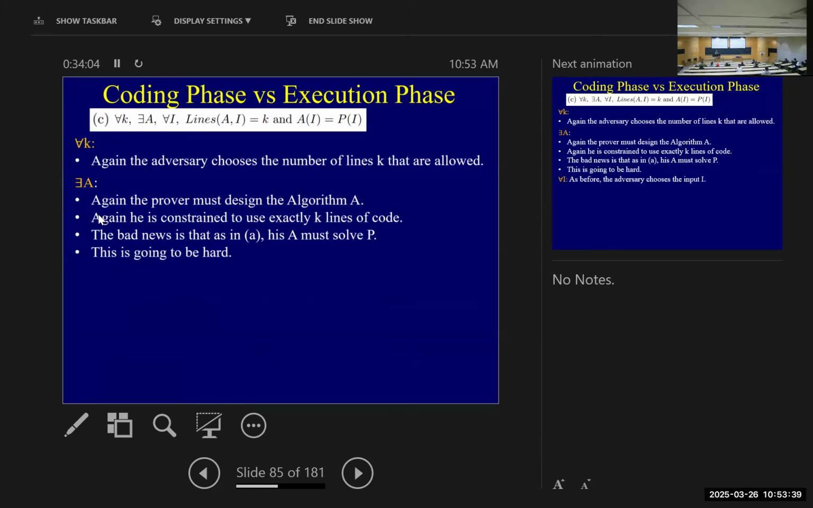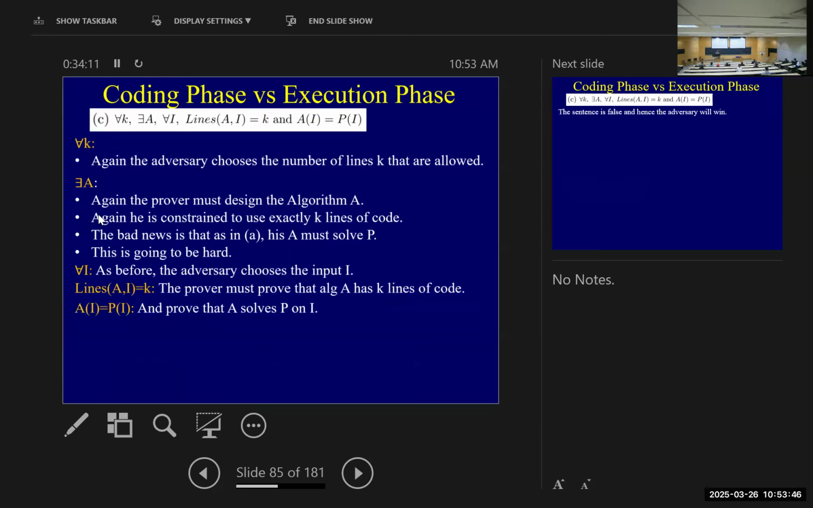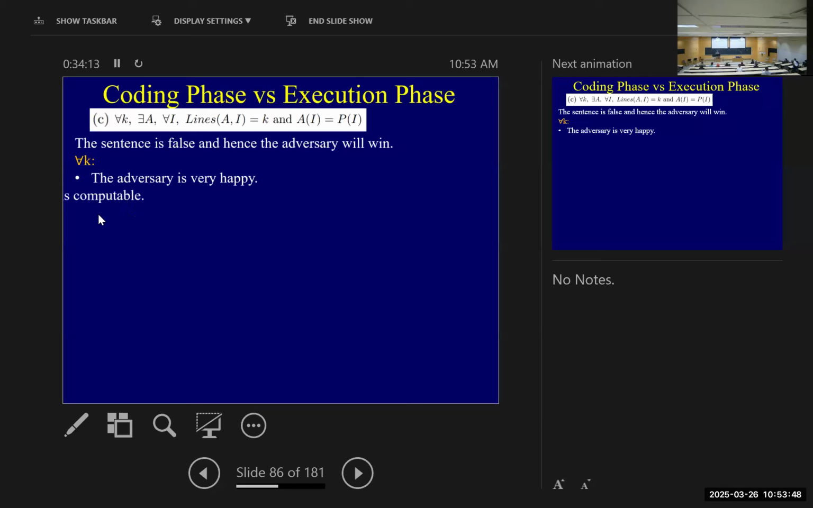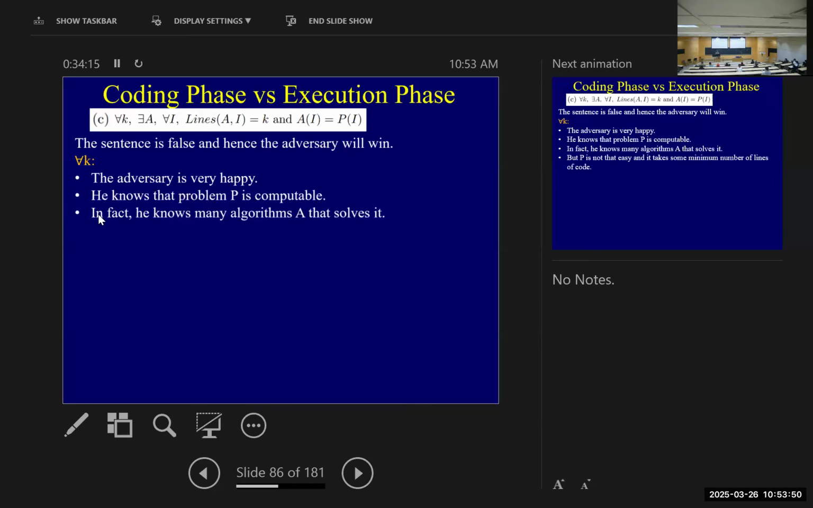Should we go through these details, or do you kind of get it? Does anybody want more details? Why is it false? He gets to come up with K. The adversary is happy. He knows that the problem is computable, maybe sorting. Here's something: at the beginning of the question, I said that P was computable.